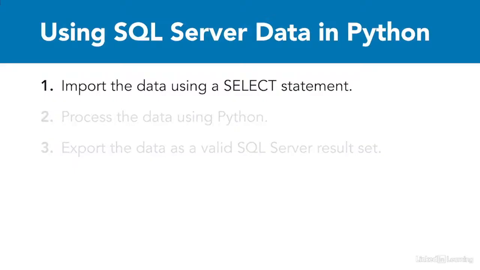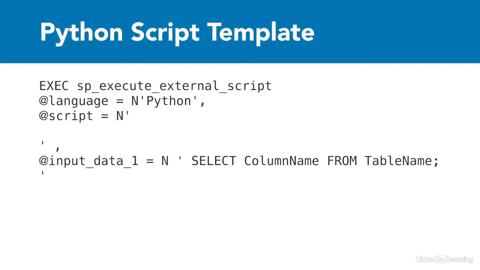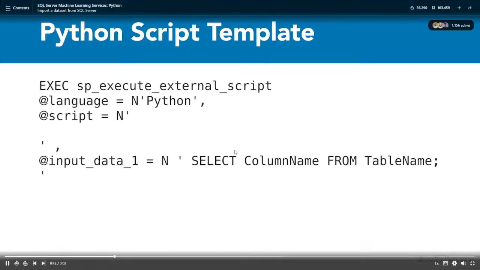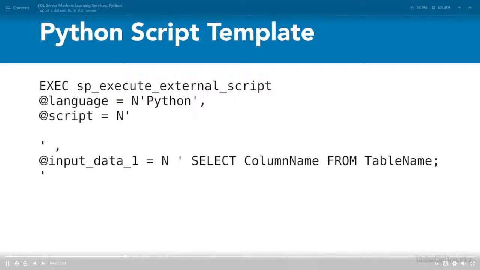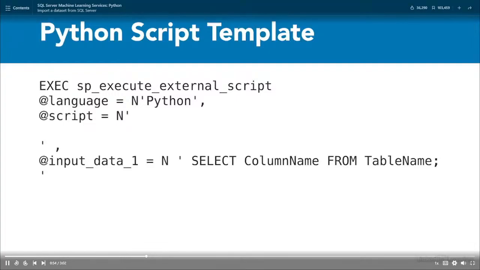Let's focus on the first step, importing the data into the Python script. In addition to the language and the script parameters of the sp_execute_external_script stored procedure, there's another parameter that we can add called input_data_1. Just like language and script, it takes a Unicode value, so it's going to have the capital letter N prefix. And the value of the parameter is a standard T-SQL select query, just like the ones that you normally use to retrieve information from your database.